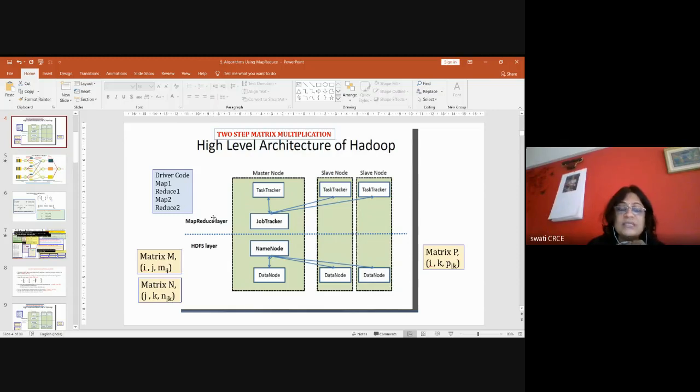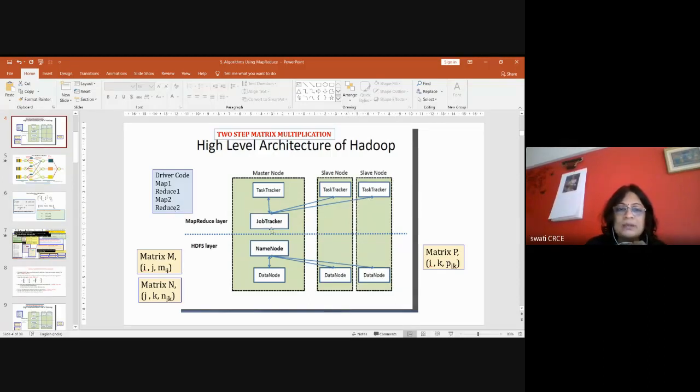We just have to use these APIs provided by MapReduce, write the program and submit it to the Hadoop architecture, and everything will be done by Hadoop. This MapReduce layer also has a master-slave architecture. It has two components: the job tracker running on the master and task trackers running on every slave node.